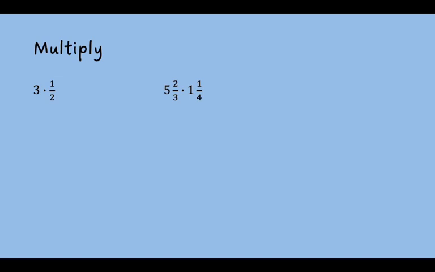So if I'm going to multiply this 3, is that a fraction? No. Can I make it look like a fraction? It is a fraction, by the way, but it doesn't look like it. Can I make it look like a fraction? Yes. 3 over what? 1. Okay, so what I do is I multiply the numerators. 3 times 1 is how much? 3. And 1 times 2 is?